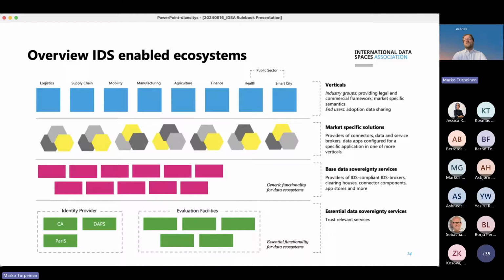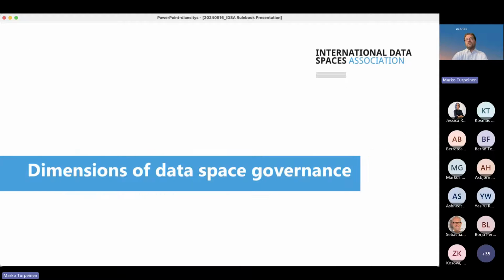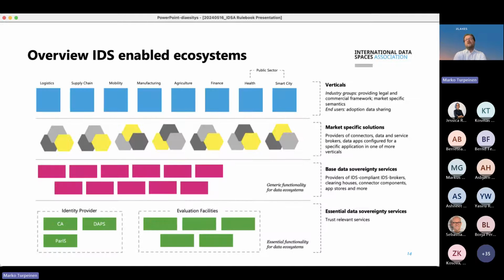Some of the dimensions of the data space governance, because that's really what rulebooks are mainly meant to do. So if you want to govern your data space, you might have these different layers: services, sovereignty services that are essential, then base services, market-specific solutions that may depend on the industry, also then industry ecosystems and setups. So you need to cater for this layered structure.